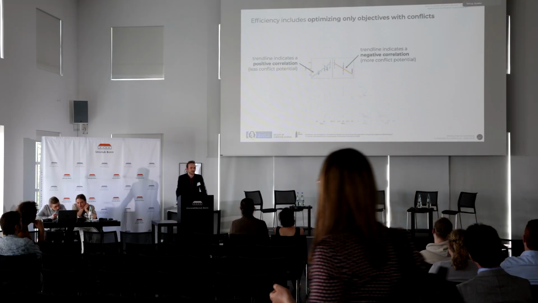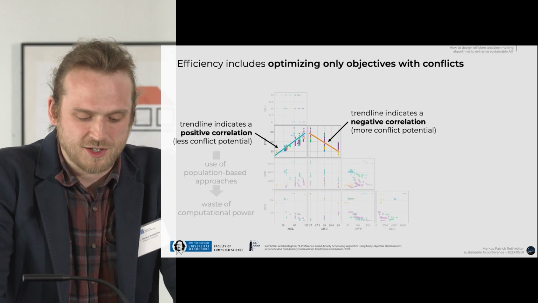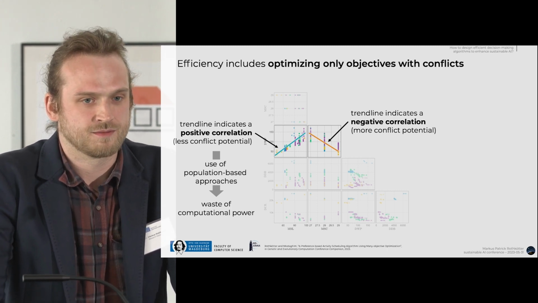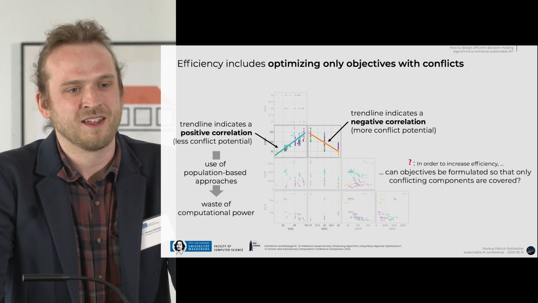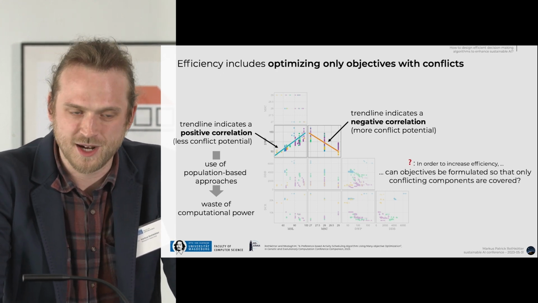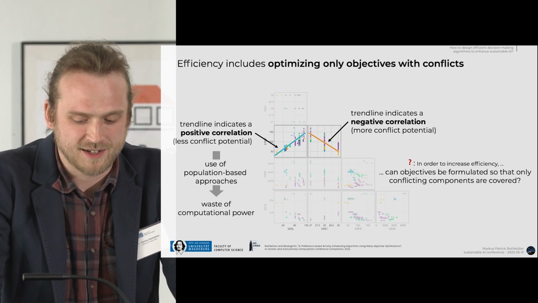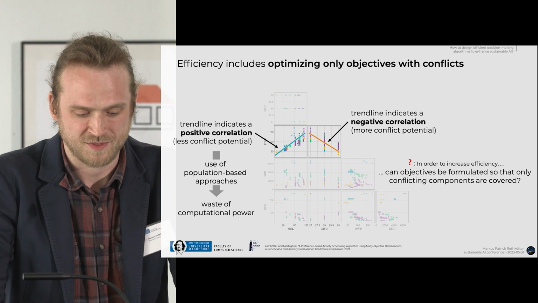Sounds good. On the left side, we have a trend line with a positive correlation. So there's less conflict potential. We do not have to investigate different trade-offs. So using AI or population-based approaches here is just a waste of computational power. So first, can we define our objectives in a way that only those who are conflicting are covered? This would be an interesting question that every developer would have to cover.